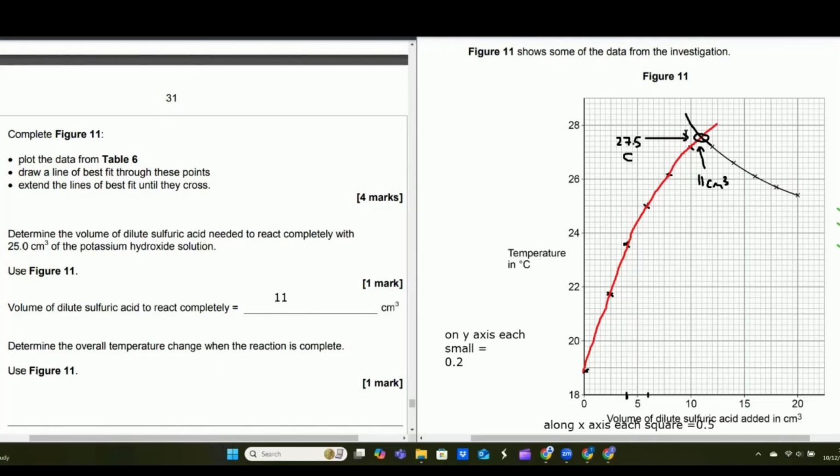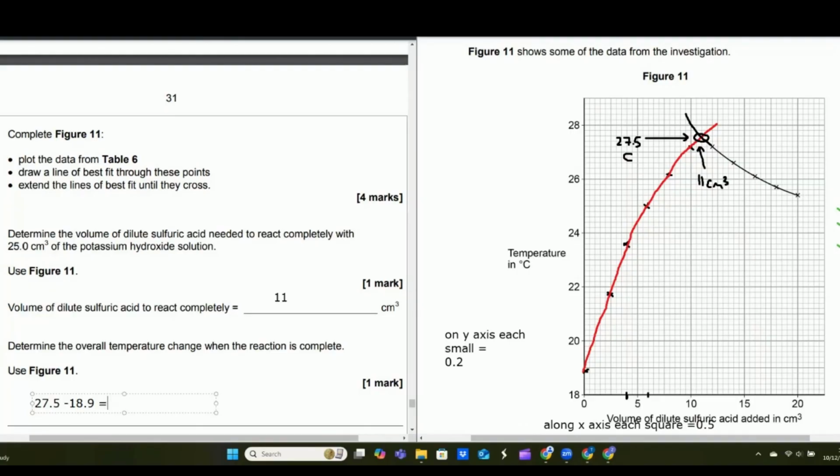cm³. Actually, I've just noticed it said determine the overall temperature change, not the final temperature. So what was the overall temperature change? Well, we started at 18.9 and we finished at 27.5. So it's 27.5 take away 18.9. The overall temperature change is actually 8.6 degrees. So it wasn't asking for the final temperature, but the overall temperature change.